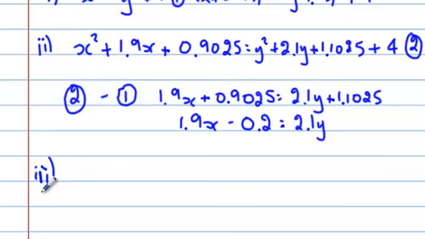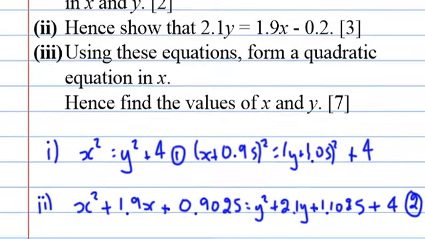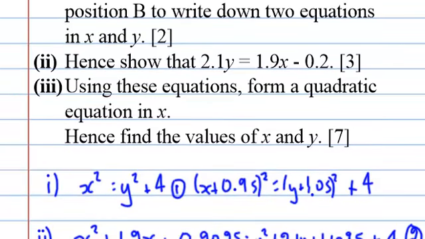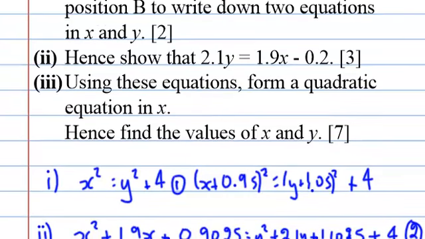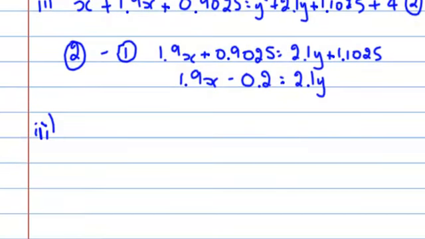Question 3, or part 3, using these equations form a quadratic in x and find the values of x and y. So to form a quadratic, I'm going to take the simplest of the two starting equations, x squared equals y squared plus 4, and then what I think I'll do is I'll substitute for y by taking this previous function and rearranging that for y, because all I've got to do is divide by the 2.1, so I'll put that down next to it.